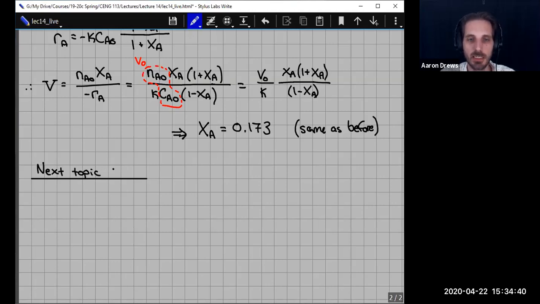So the next topic covers the last homework problem, which will be, I'm just going to say that we're going to restrict this to three questions so that we're not overdoing it.